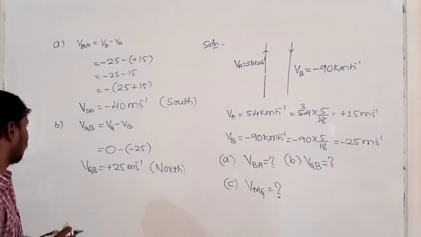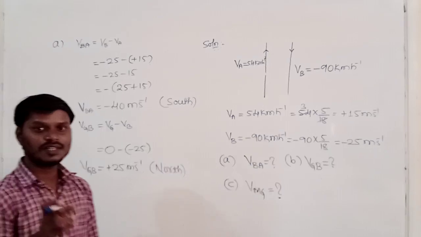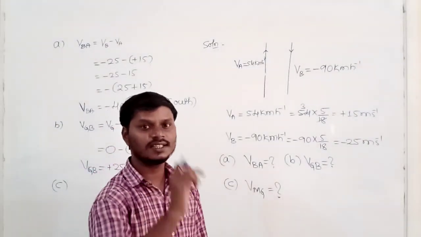Then what about the third one? So listen here. The relative velocity of the monkey with respect to train A is given.